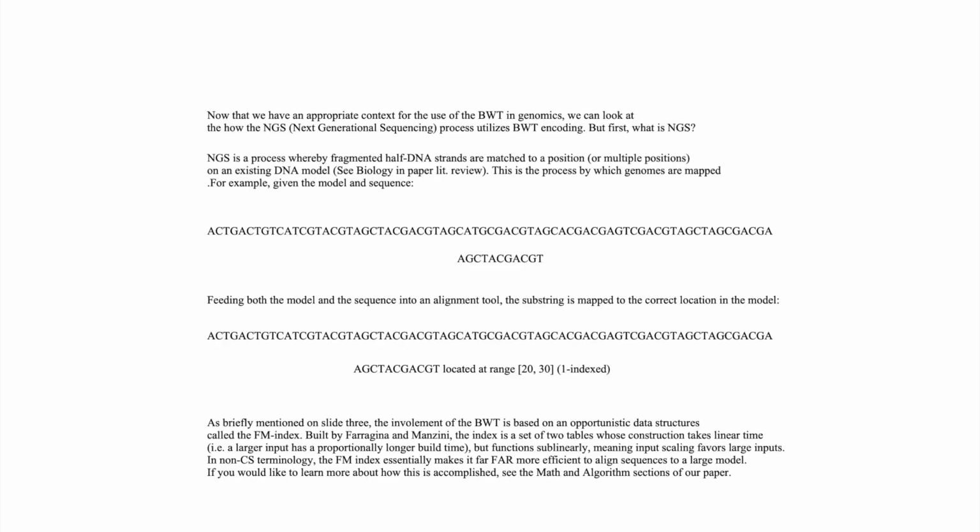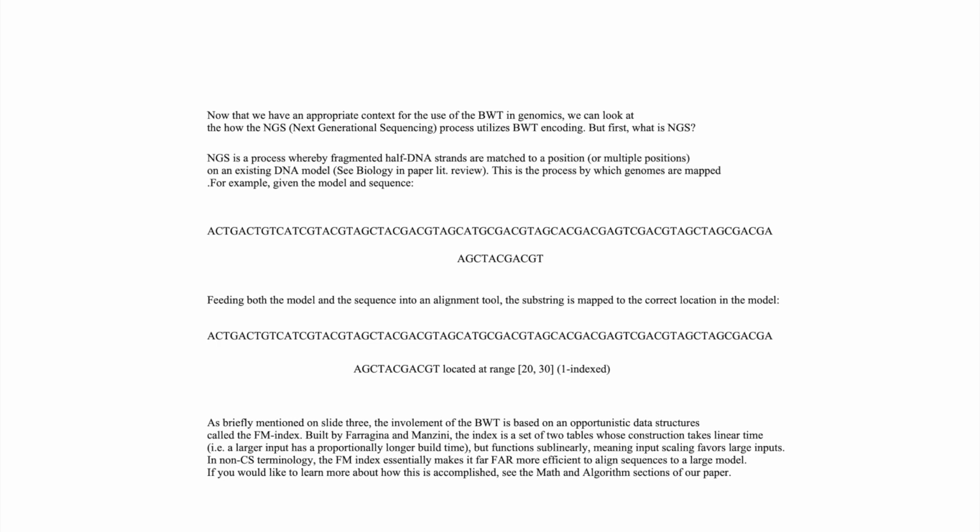The meat and potatoes of NGS is that it's a method by which fragmented half DNA strands are synthesized using labeled A, C, T, and G bases, then matched onto a location or multiple locations on a labeled and pre-built complementary half-strand spanning potentially hundreds of thousands, if not millions of characters. This is the process by which all modern genome models are mapped. For an example of how this might work, see the example provided on screen. Feeding both the small and large strings into an alignment tool, the alignment tool returns the matched location. On the slide, the substring is also visually aligned to its correct location, something we chose to implement in our own C-based alignment tool, available through our GitHub.